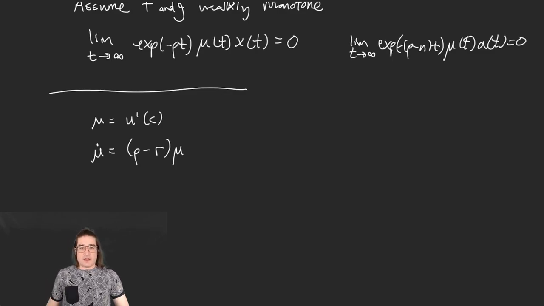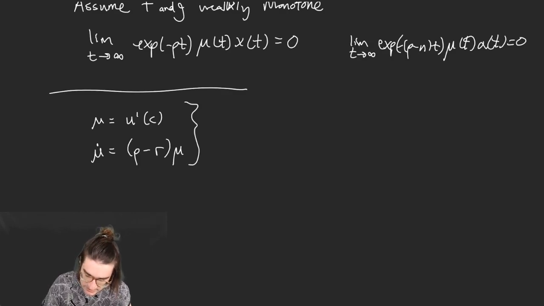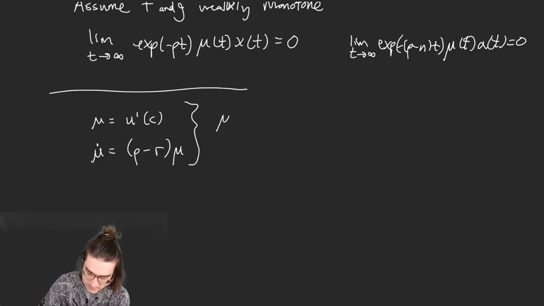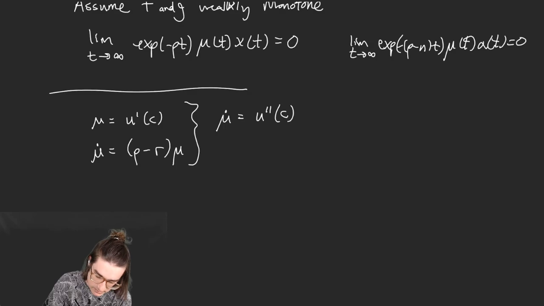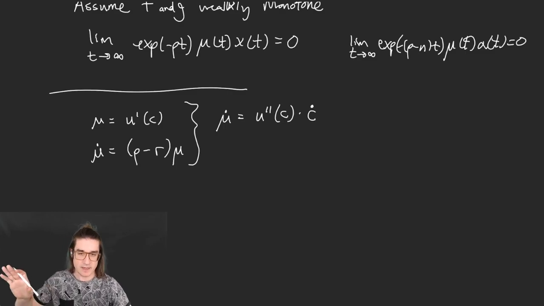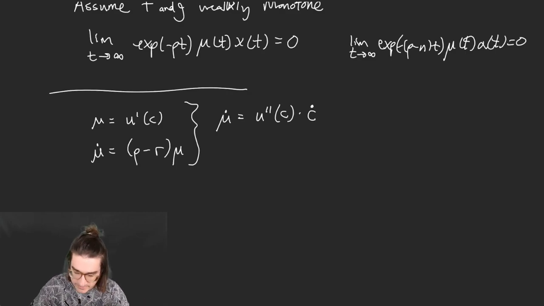All right. So we want to combine these and eliminate mu. What we're going to do is take the derivative of the first equation. So mu dot is going to be equal to u double prime of c times c dot. Right? One thing we could do is, on the left we have mu dot equals something, on the right we have mu dot equals something, combine those, and then sub in the mu, and we get everything. So let's just do that.